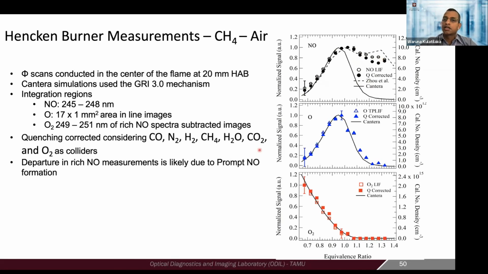And then this is an indication that you might get a lot of prompt NO, which is not predicted by the equilibrium calculations in this case. So this work will also be presented at the Combustion Symposium in a couple of months.